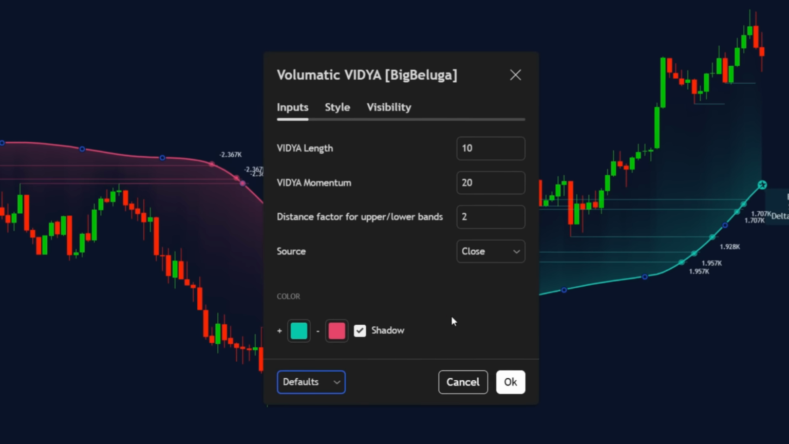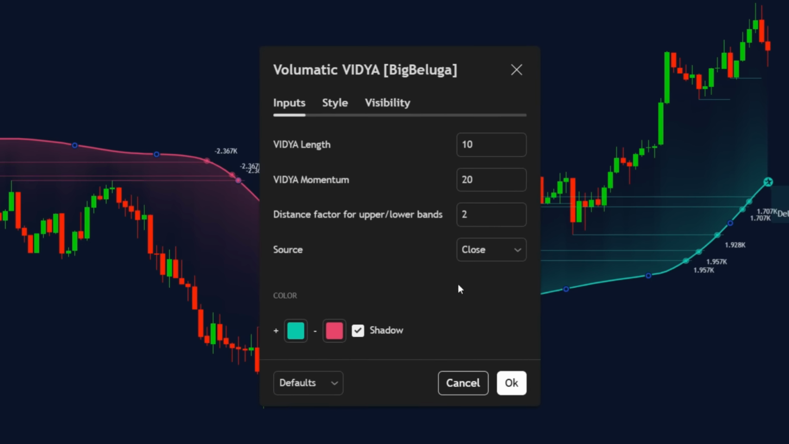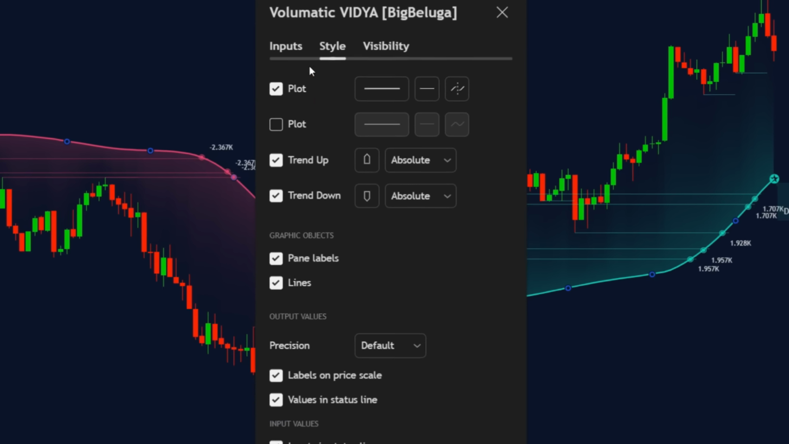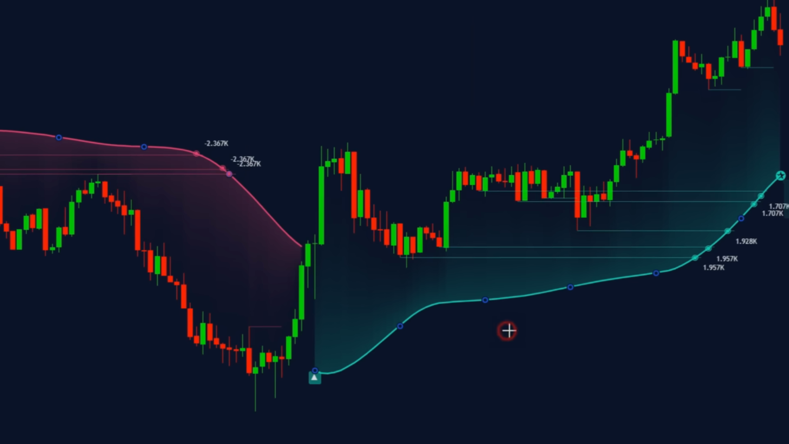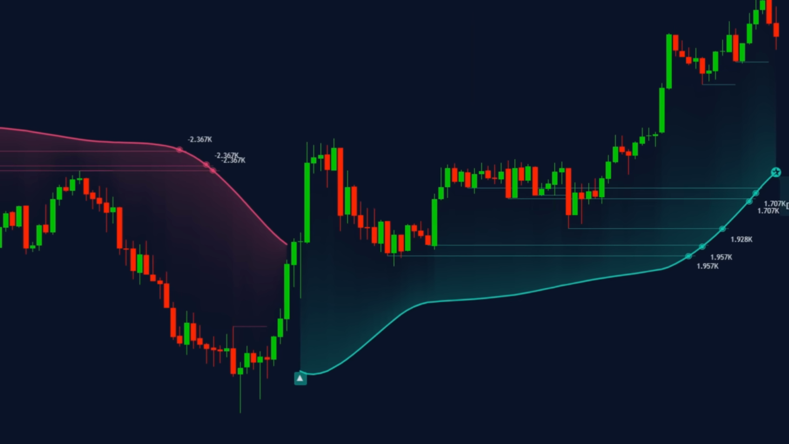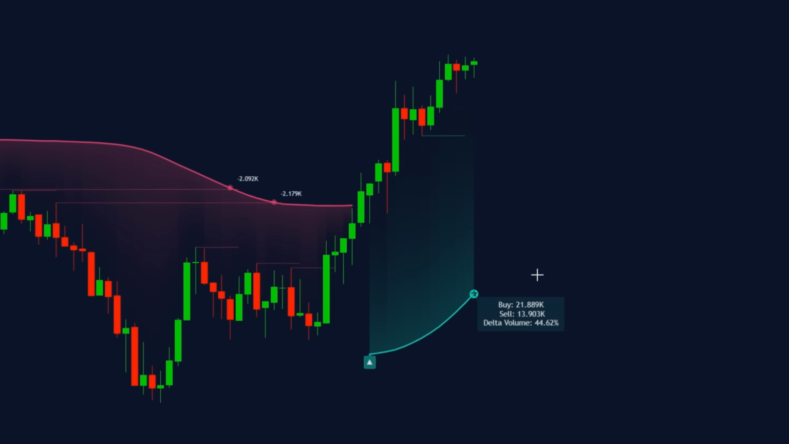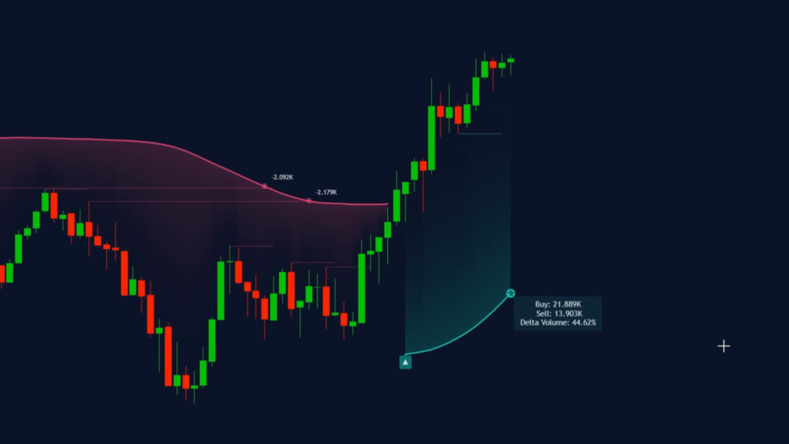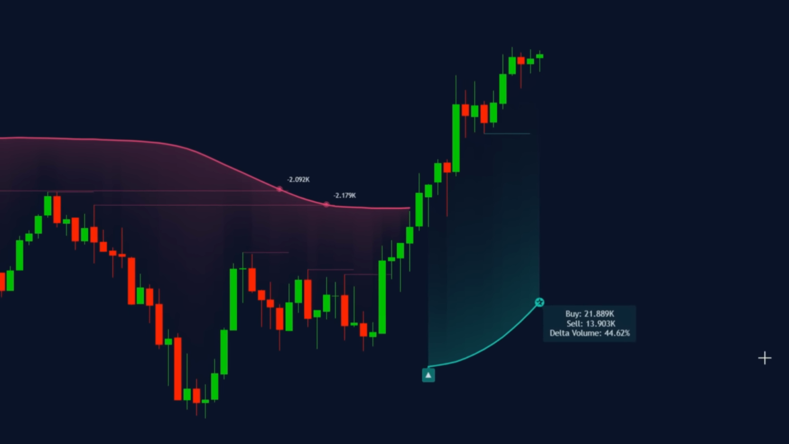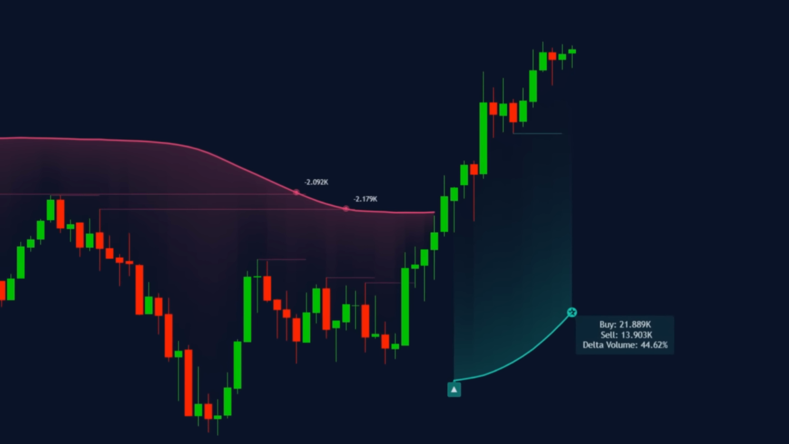For the strategy I'm about to show you, we're going to keep the settings on default. Big Beluga did a great job tuning this out of the box. Click OK. Now, let's make some money. I'm going to teach you a specific strategy called the VVI retest. We're going to look at 3 different scenarios so you know exactly what to do.